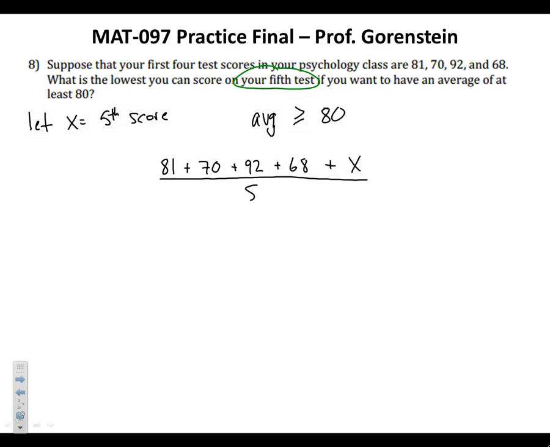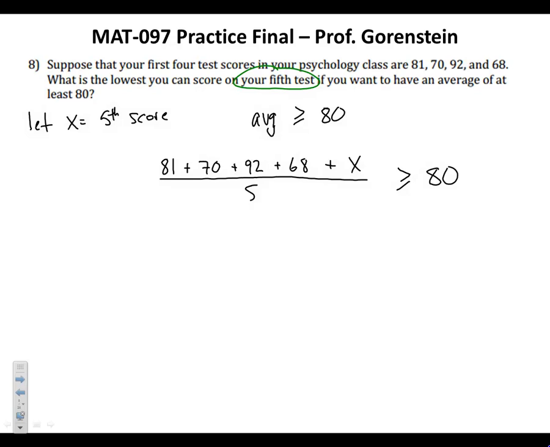So this is how you take the average of 5 numbers. It doesn't make any difference that we don't know one of the numbers. Structurally, to average out 5 numbers, you add the 5 numbers up and divide by 5. So this is the average of the 5 scores. We want this to be greater than or equal to 80, at least 80. So we want x. We want to solve for x. We want x by itself.